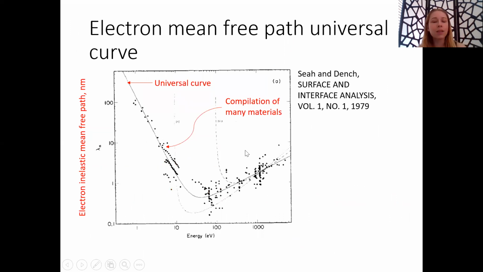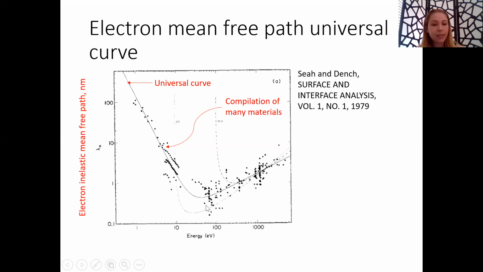Everything that I've been discussing, but expanded, is summarized in this so-called universal curve. The y-axis here is the electron inelastic mean free path, so how far electrons go before bumping into something, which tells you the depth, starting from the surface, from which one can extract a photoelectron.